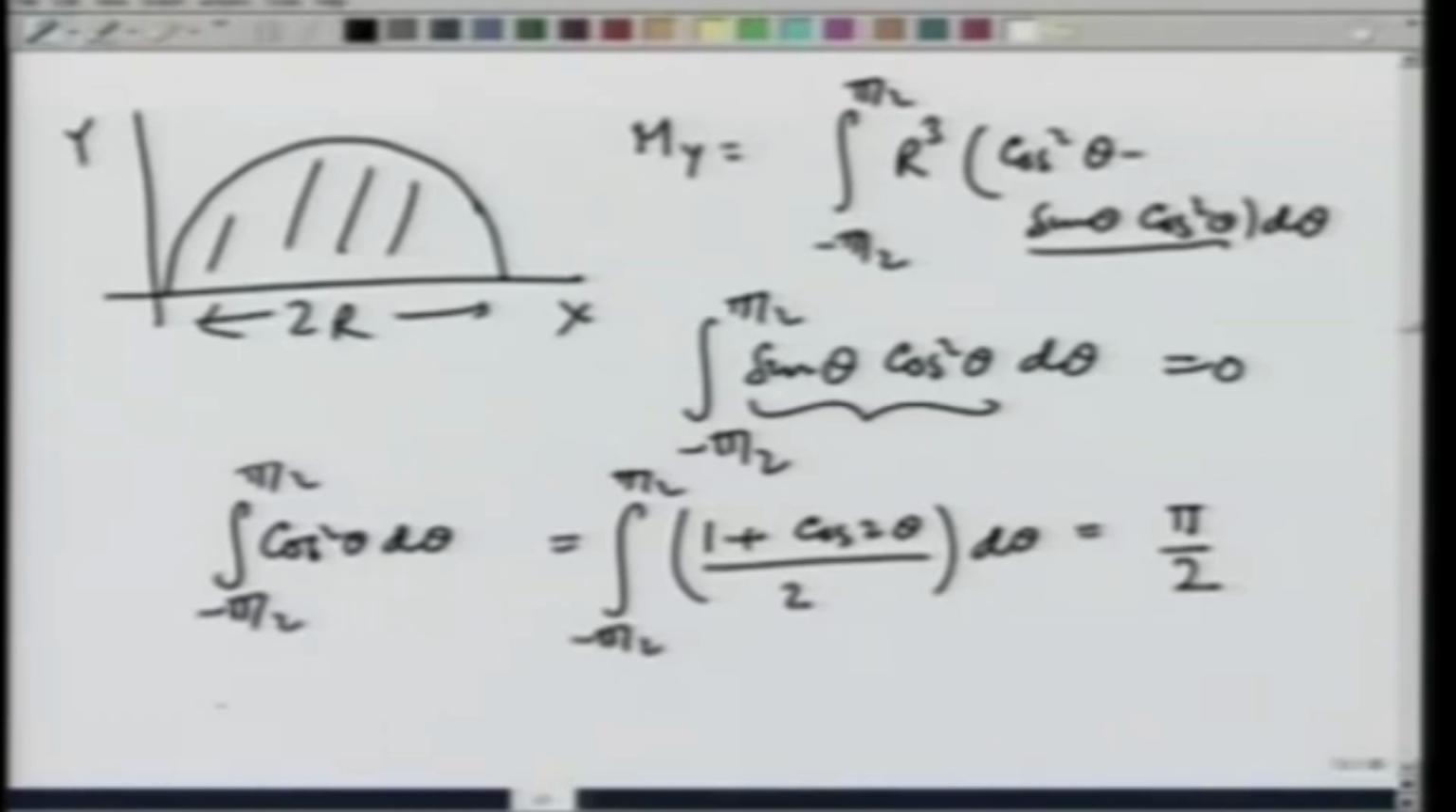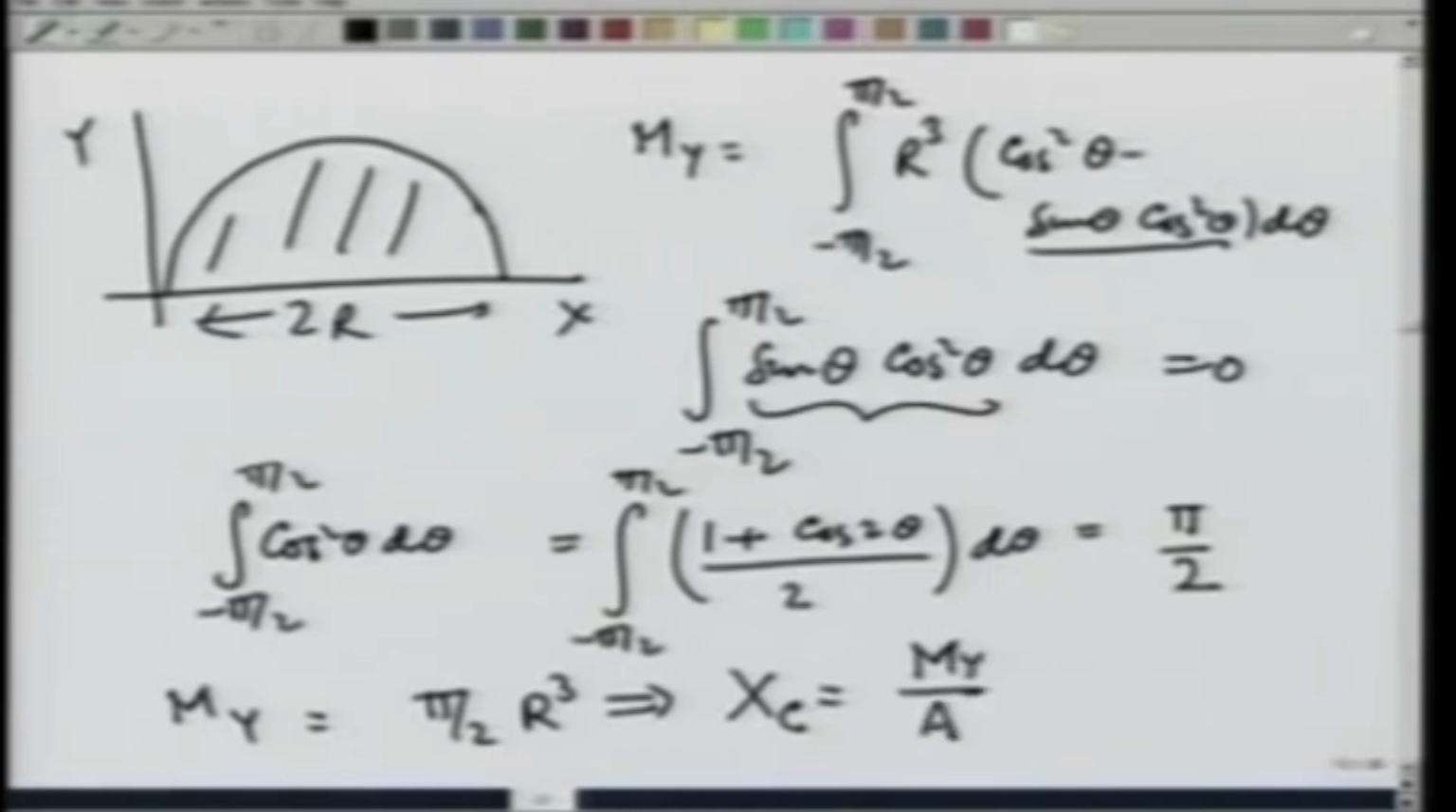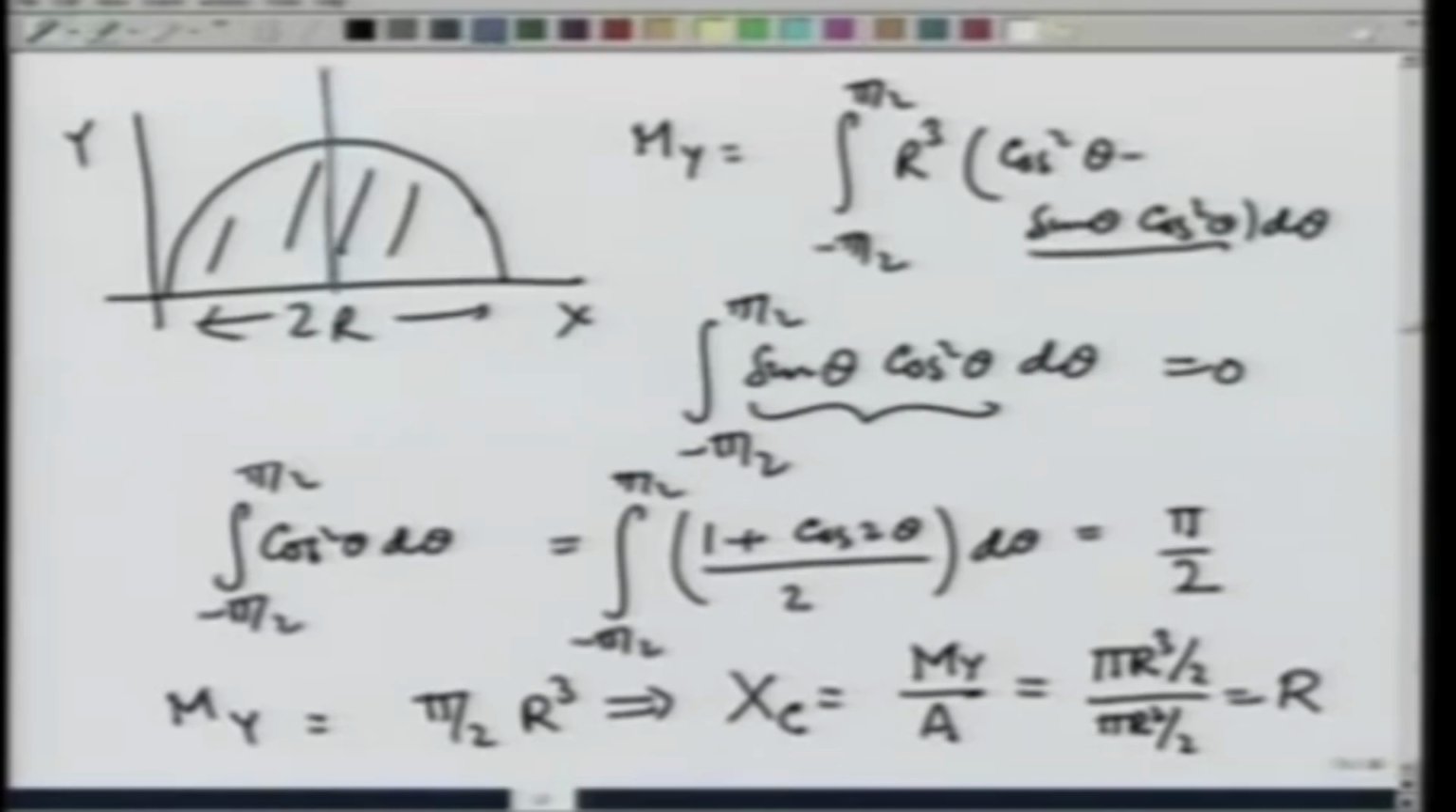And therefore, we get my is equal to pi over 2 r cubed, and xc, which is my divided by the area, where the area is pi r square by 2. So, pi r cubed divided by 2, divided by pi r square by 2, equals r. So, as we noticed earlier, the x coordinate is on this axis. This is r.